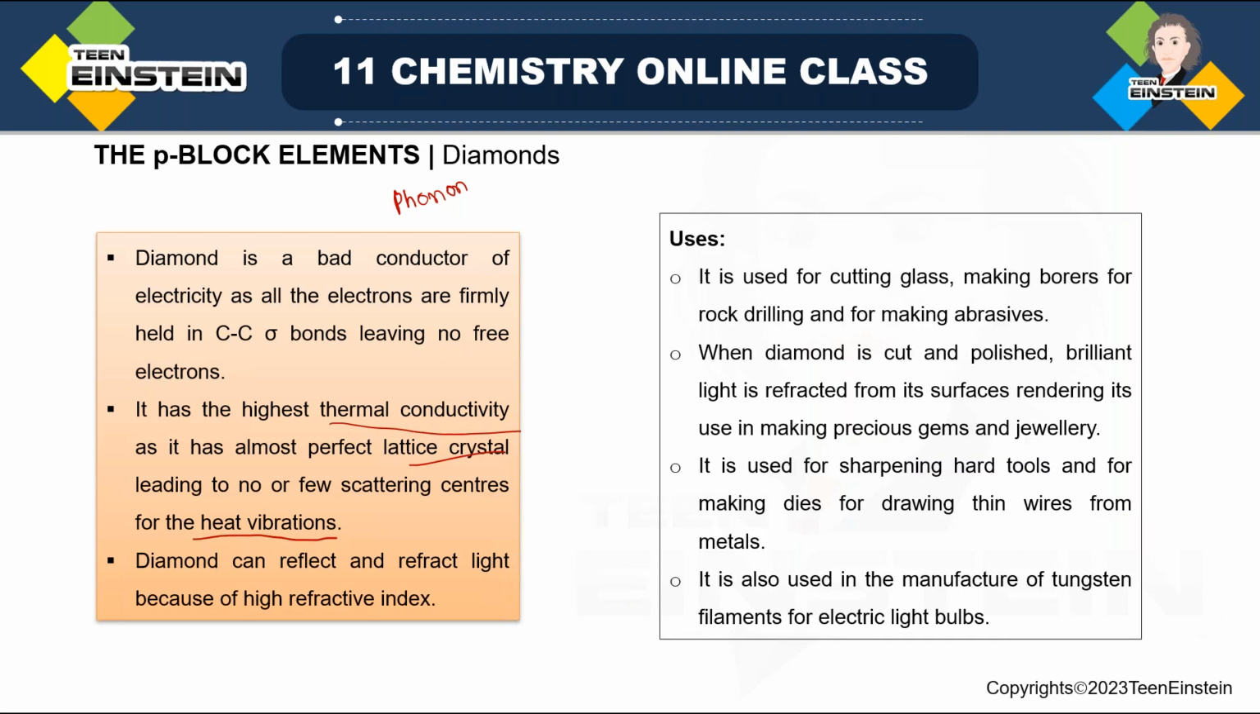Now what about the uses? It is used for cutting glass because we know this is the hardest substance. Then rock drilling, making abrasives. Cut and polished, it is used in jewelry because of its shiny nature. Sharpening hard tools, making dies for drawing thin wires from metals, and manufacture of tungsten filament of electric light bulbs.